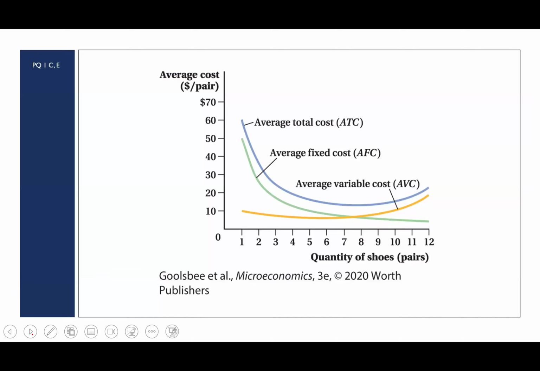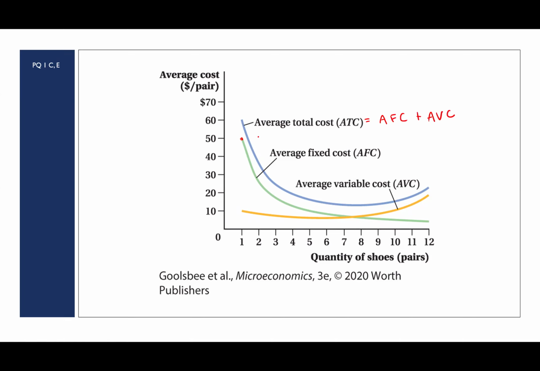And here are the graphs. So you can see in green, we have average fixed costs here, and it's falling, falling, falling with output. So it's always decreasing, right? And it's going to do so asymptotically. Whereas average variable costs, we can see initially it falls a little bit until it starts creeping back up.